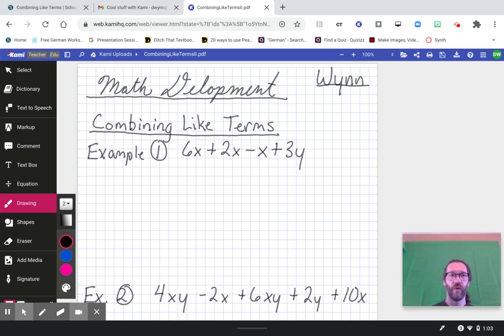I am going to go over a couple of examples for our new topic, which is combining like terms.